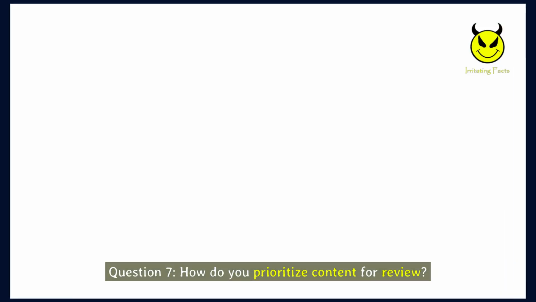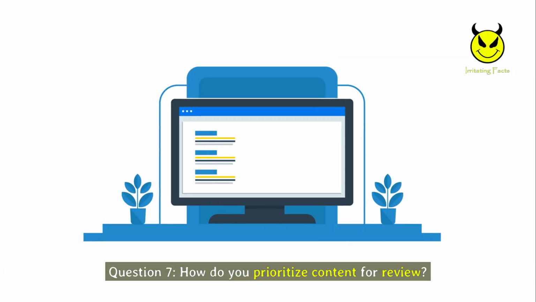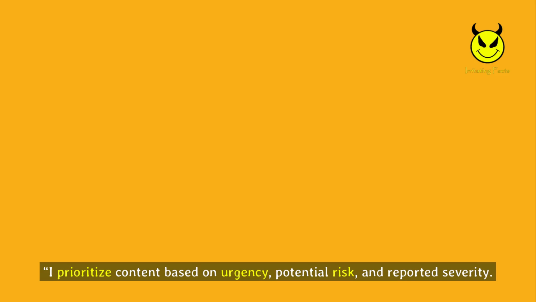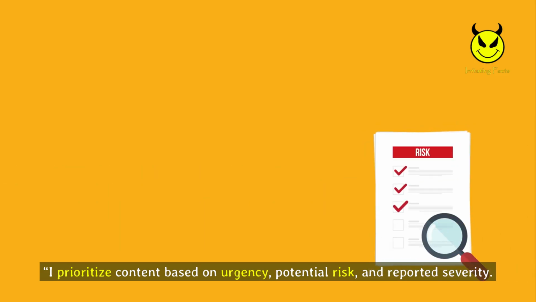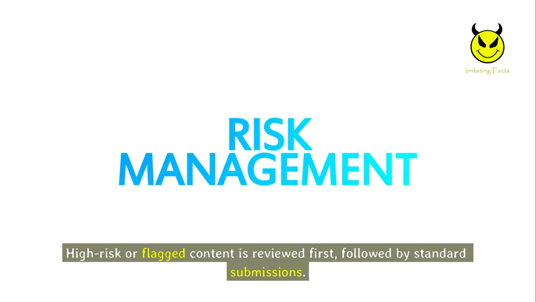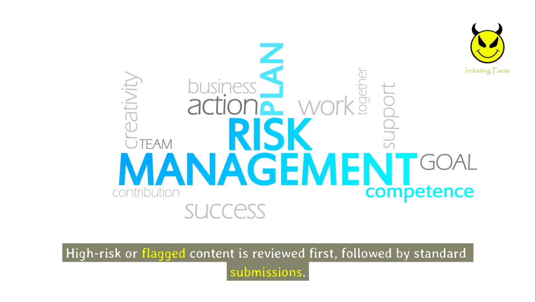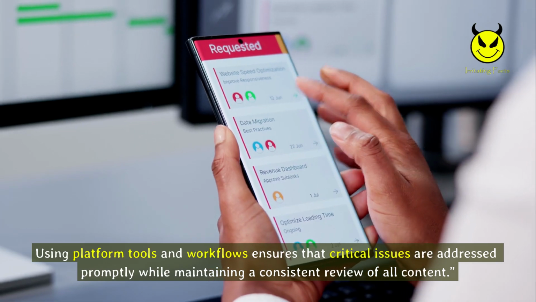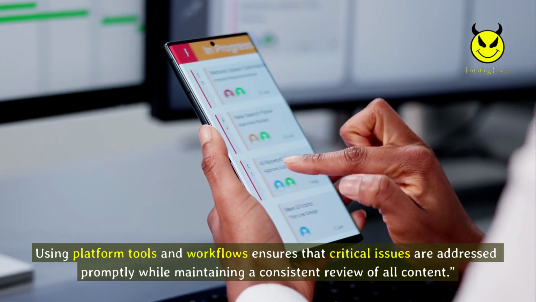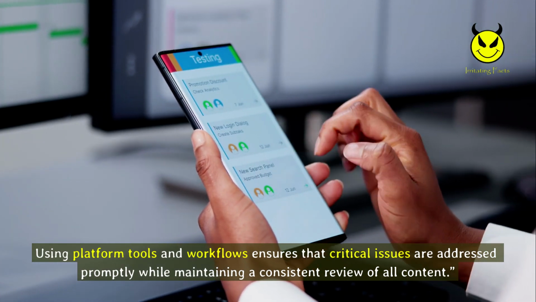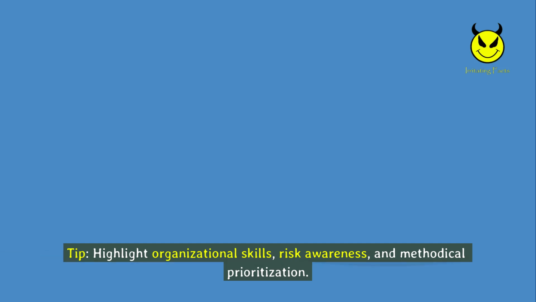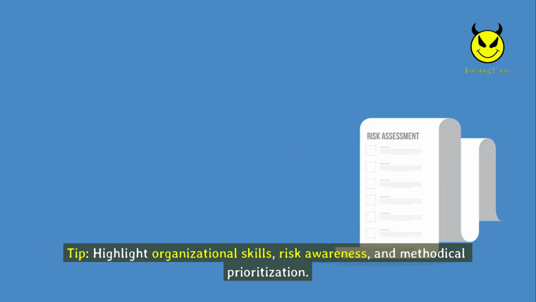Question 7. How do you prioritize content for review? Here's how you can answer. I prioritize content based on urgency, potential risk, and reported severity. High-risk or flagged content is reviewed first, followed by standard submissions. Using platform tools and workflows ensures that critical issues are addressed promptly while maintaining a consistent review of all content. Tip: highlight organizational skills, risk awareness, and methodical prioritization.